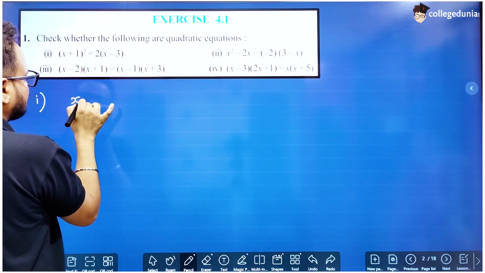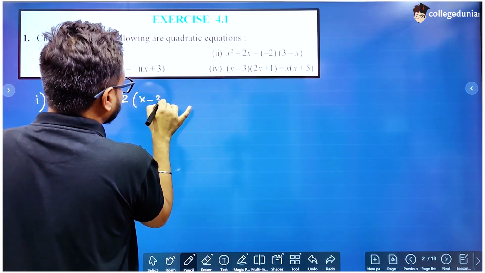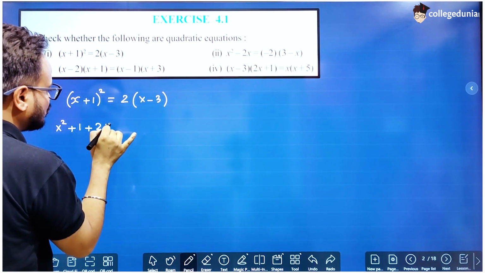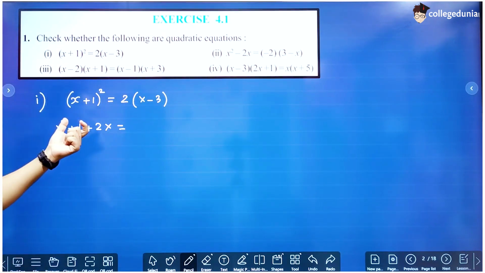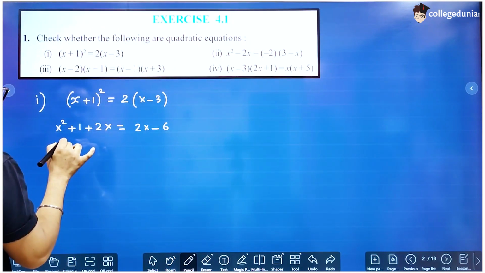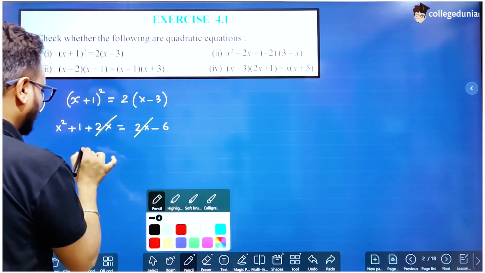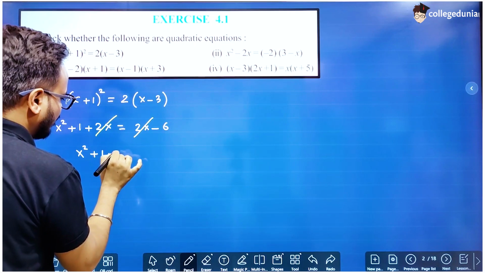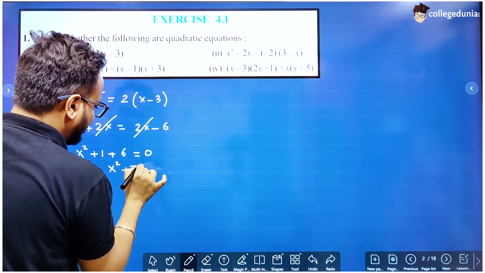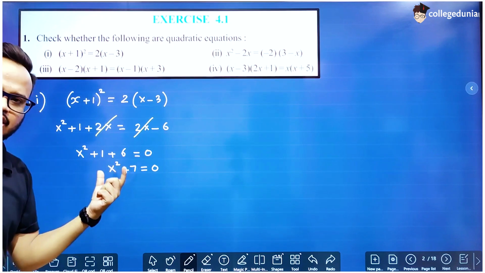x plus 1 whole square equal to 2 into x minus 3. So x square plus 1 plus 2x, applying the identity of a plus b whole square, equal to 2x minus 6. So the 2x will get cancelled out, and x square plus 1 plus 6 equal to 0. So x square plus 7 equal to 0. So this is a quadratic equation because the degree is 2, right?